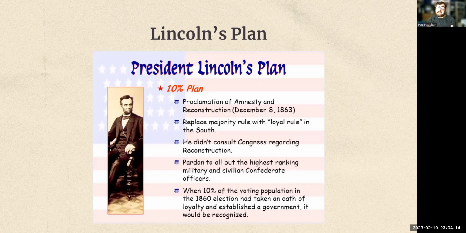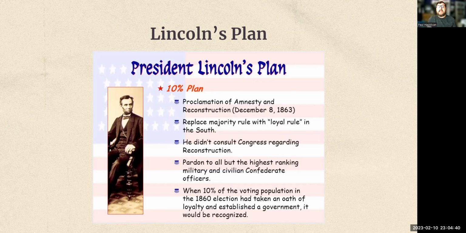So he declares, as part of his plan, that he will declare this proclamation of amnesty and reconstruction December 8th, 1863. That is 2 years before the end of the war. And he basically says, hey, if you stop fighting, it's all good. We'll pretend like it never happened, right? He is going to replace majority rule with loyal rule in the South.